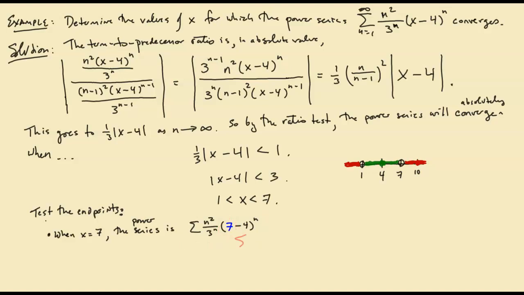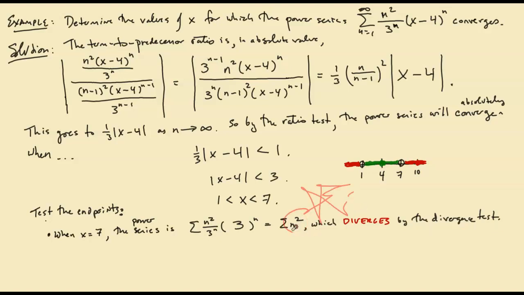Well, 7 minus 4, of course, is 3, and this 3 to the n and this 3 to the n cancel, leaving us with a series which diverges by the divergence test, since the general term obviously does not go to 0. It blows up to infinity, in fact. Okay, so we know that at this endpoint, we actually have divergence.